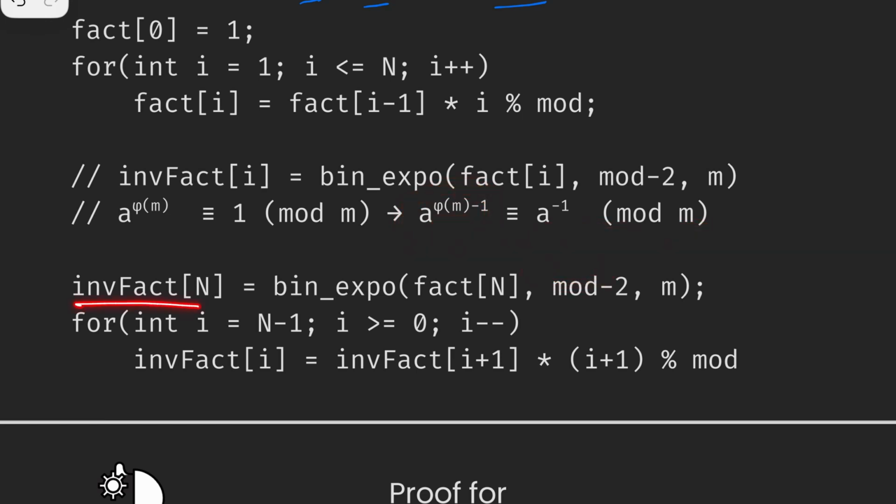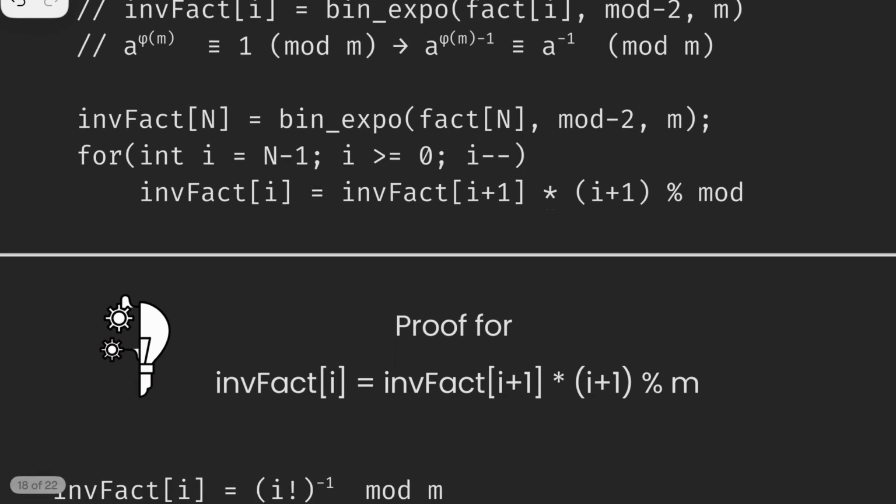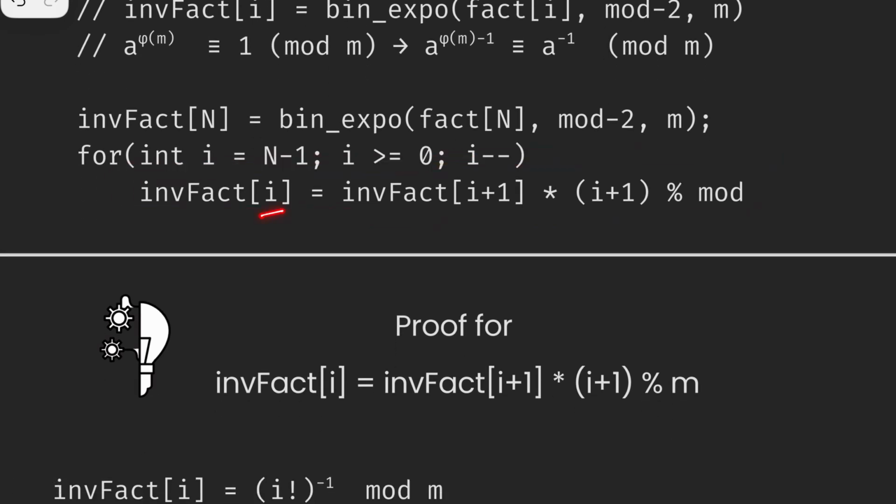So the inverse factorial of n can be computed using the binary exponentiation algorithm, where this value of a is going to be factorial of n. Remember, this phi of m is m minus 1, so you will have m minus 2 as the power and you will get the inverse factorial of n. Now, here is the trick. Once you know the inverse factorial of n, you can compute directly all the inverse factorials. How? This is what we are going to do for computing all the inverse factorials of i.